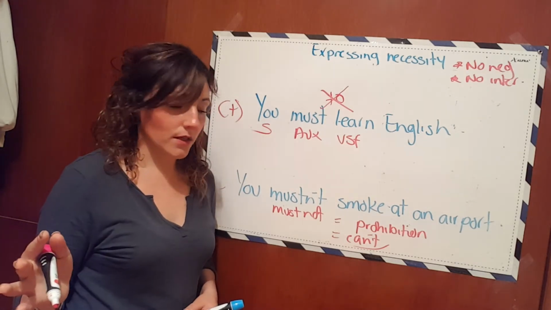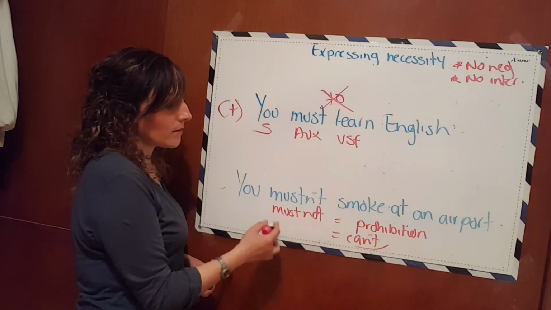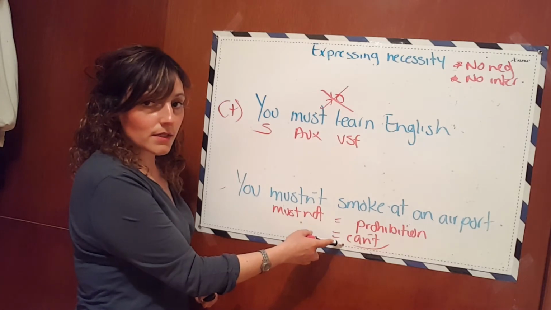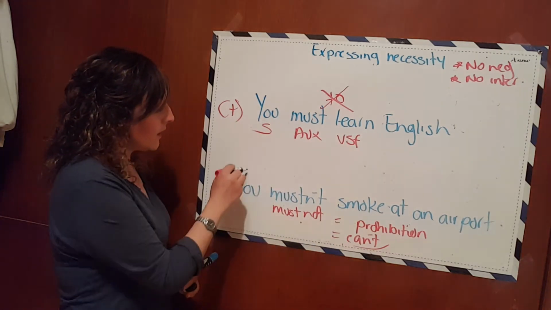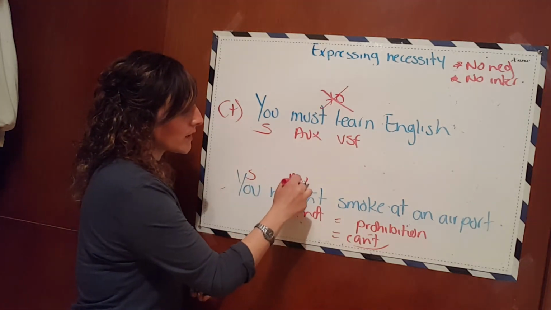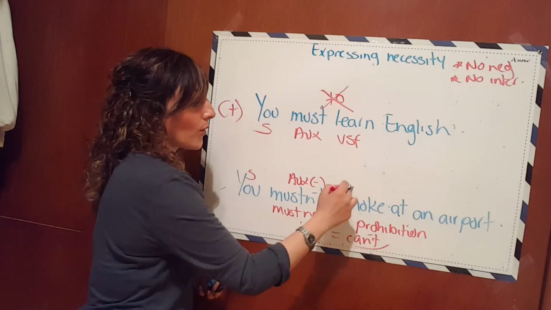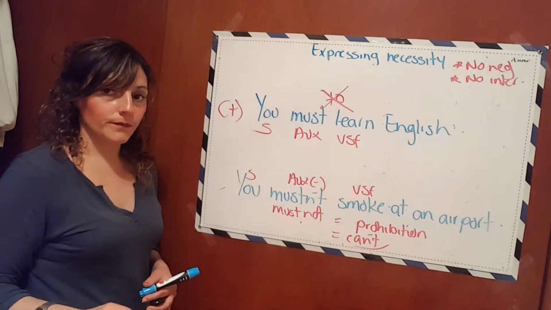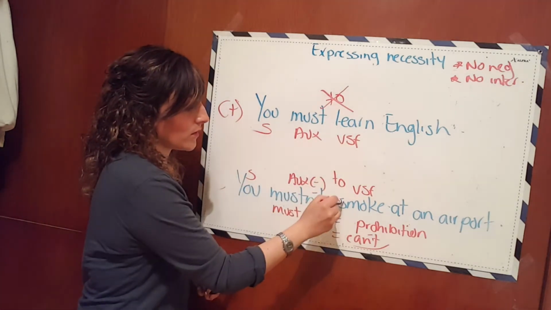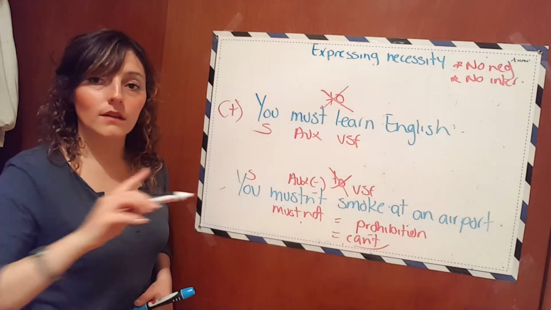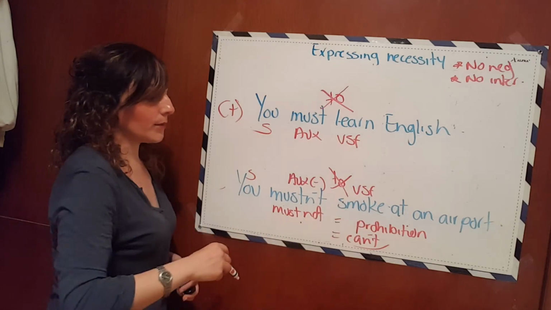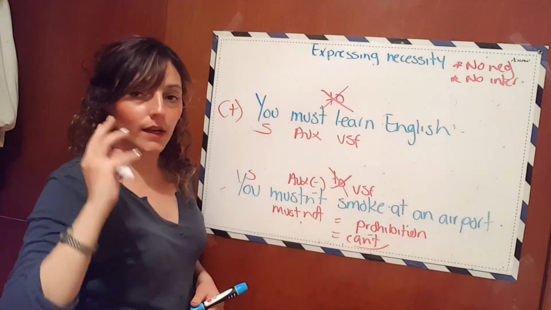It's prohibited. So we are going to use mustn't or must not for prohibition, or some activities that you can't do. Once again, you use your subject, you, mustn't, which is your auxiliary in negative, and smoke, which is your verb in simple form. Once again, you cannot say you mustn't to smoke. To is not necessary. It's out of the question, okay? So you must not smoke at an airport. You can't smoke at an airport. It is the same idea.